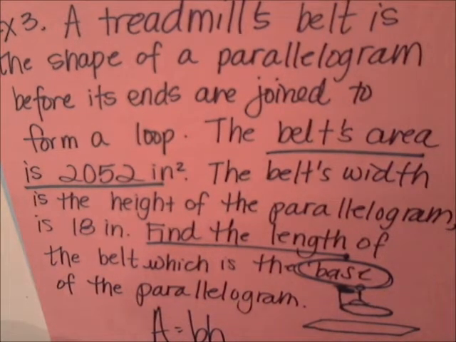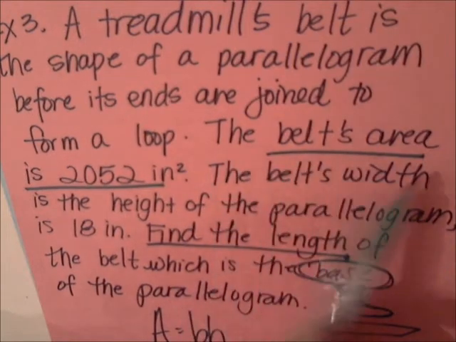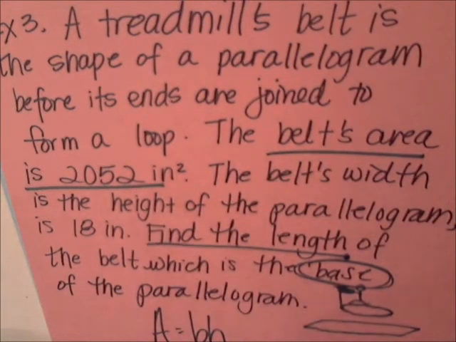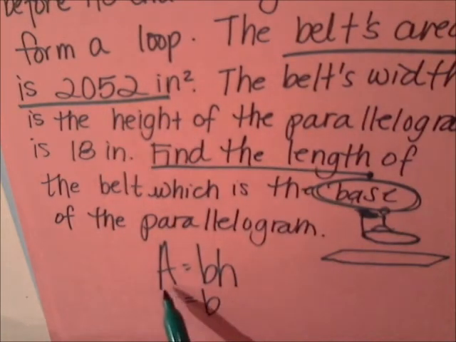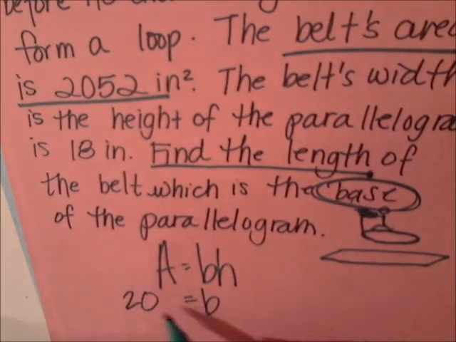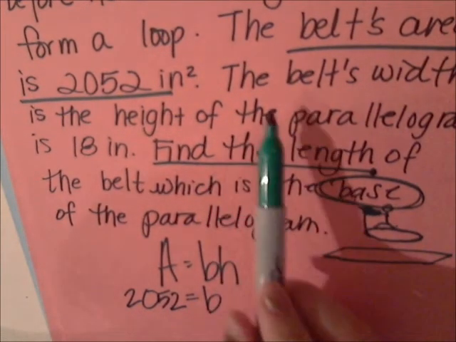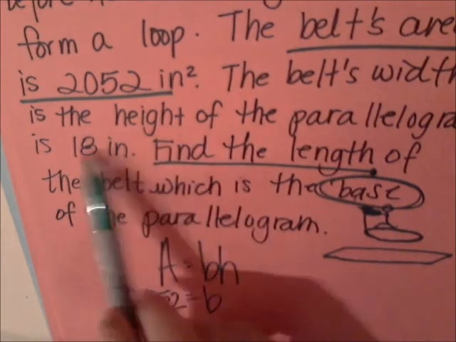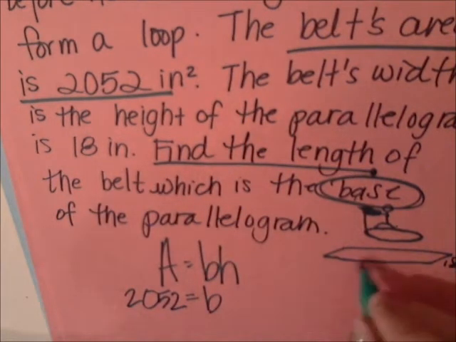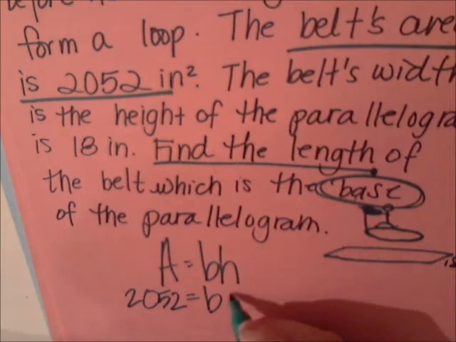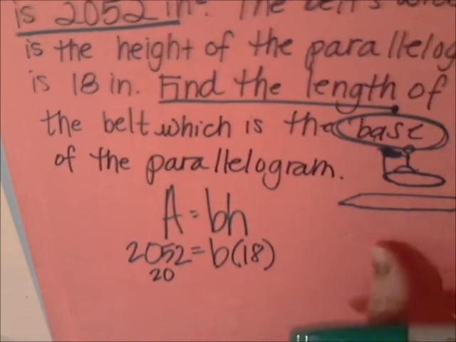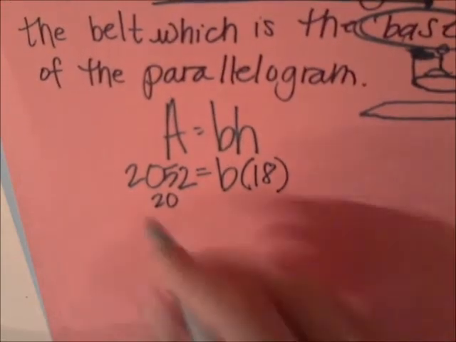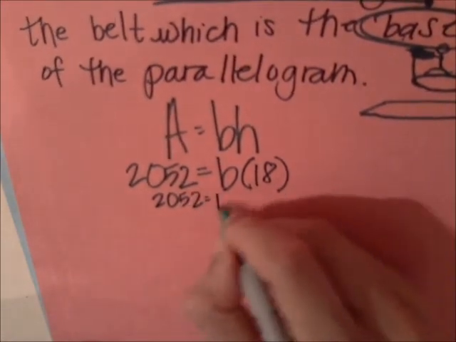So I'm going to leave b alone. The belt's area is 2,052. They already told me the area, so I'm going to put 2052 where it says A for area. And then they told me that the belt's width is the height of the parallelogram, so the height is 18. So I'm going to rewrite this: my area, which is 2052, equals 18b.